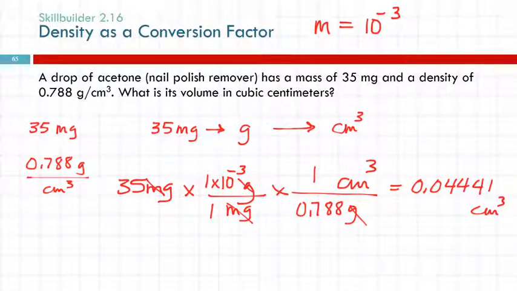And looking at significant figures, I've got 2 in the 35 milligrams. This one's exact. Densities are not exact, but this would have 3 sig figs. So this is the smallest at 2. So I'm going to have 2 sig figs here. Leading zeros are not counted as sig figs. So this is going to be 0.044 cubic centimeters.